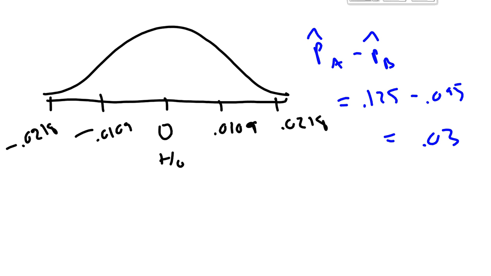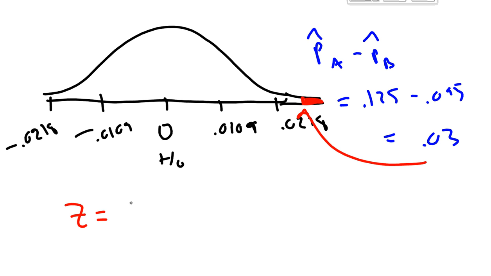If we look at our graph, you see our graph come out to the right here. 0.03 is up here somewhere. That's where that 0.03 is. And so the area beyond that is extremely small. Extremely small. Okay, so let's get a z-score and then get our p-value.